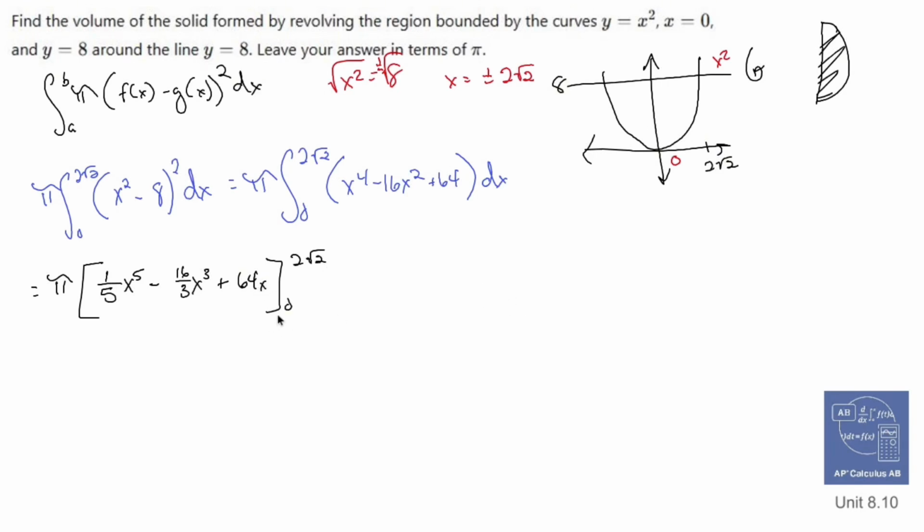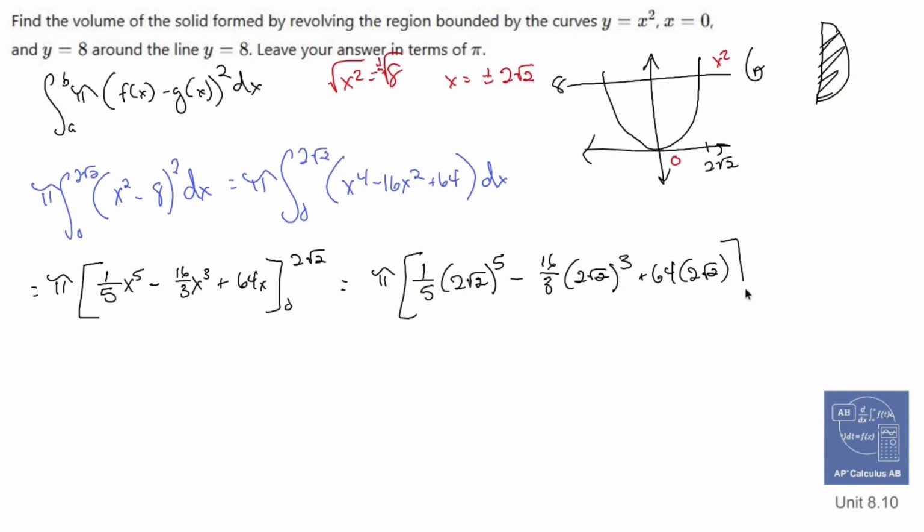But fortunately, that 0 is going to make life a lot easier than having to deal with the other 2 root 2 that I originally thought we had to deal with. Pi is still going to be out there. 1/5 of 2 root 2 to the 5th minus 16 thirds 2 root 2 to the 3rd plus 64 times 2 root 2. Close that off. Minus 0. Why? Well, you plug in 0, you get 0. Minus, you get 0. Plus, you get 0. And then multiply by pi, you get 0.